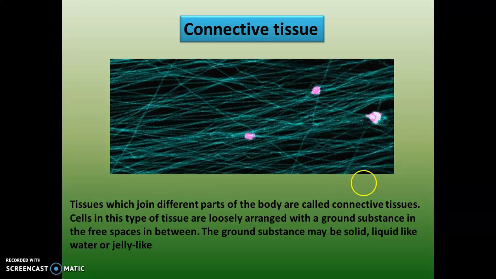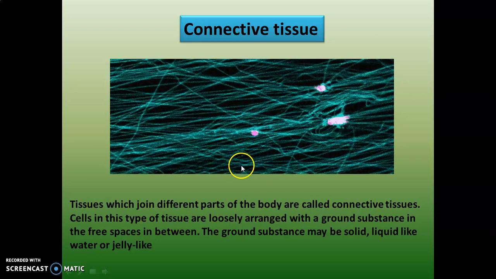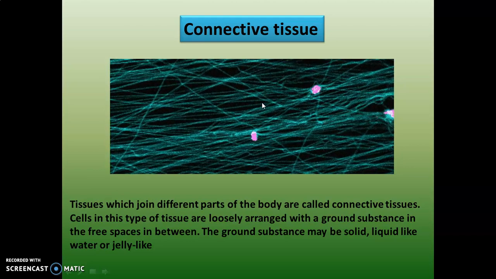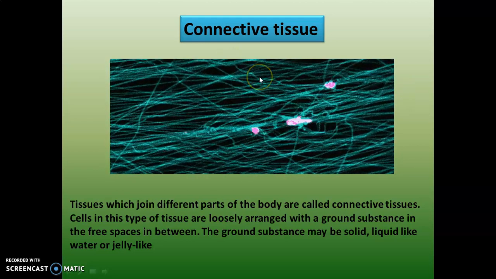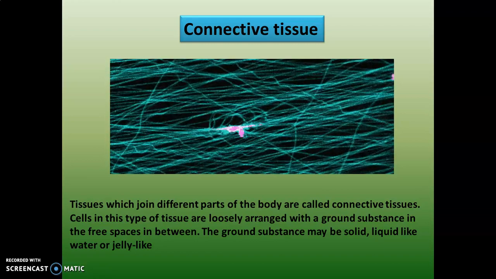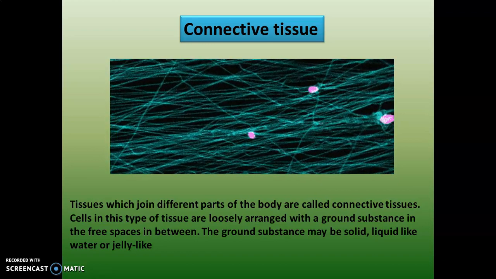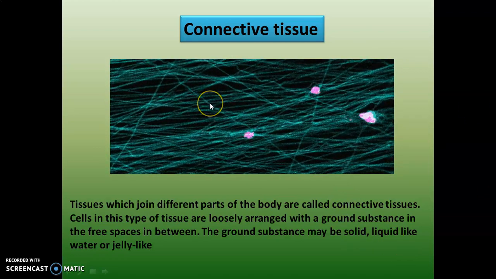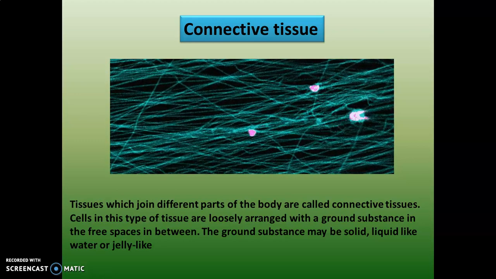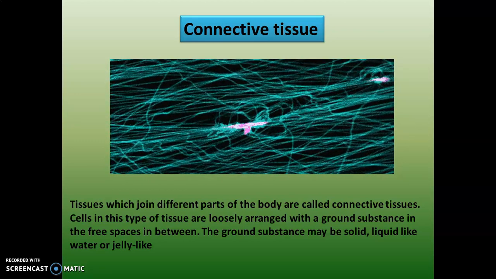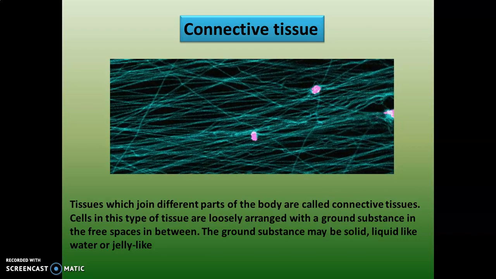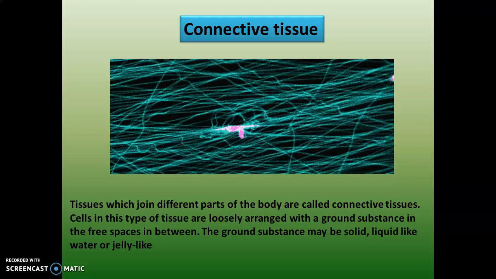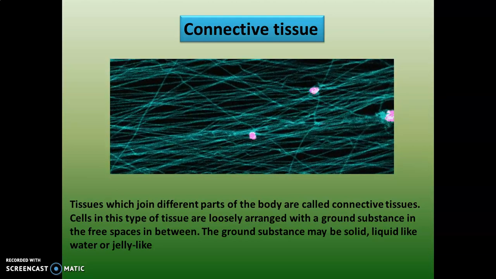Okay, so you can see in the case of connective tissue, the cells are freely arranged with a ground substance. A ground substance is a substance that gives support. Because these cells are freely arranged, they need some kind of support. So that support is given by a ground substance, and this could be a solid, a liquid or a jelly-like substance, depending upon what type of animal it is present in. Basically these are doing the function of connecting the various parts of the body with the help of a ground substance that gives it support.